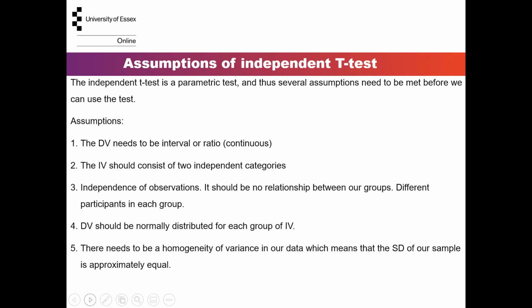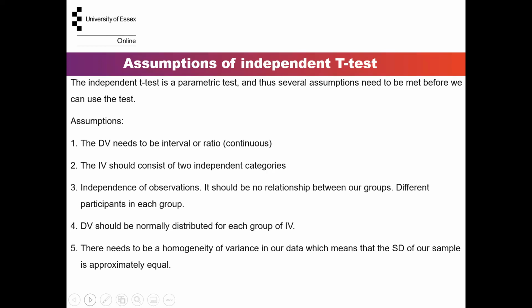So the first assumption, and some of them we just briefly looked at previously, is that our dependent variable, so what we're measuring, needs to be interval or ratio. Our independent variable, so the thing that we manipulate, should be categorical and should be two independent categories. So we have two groups.